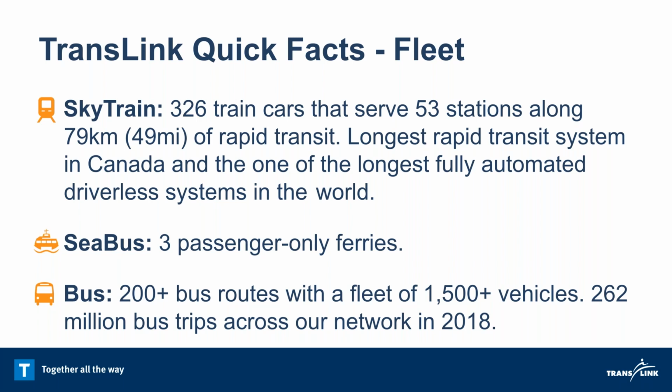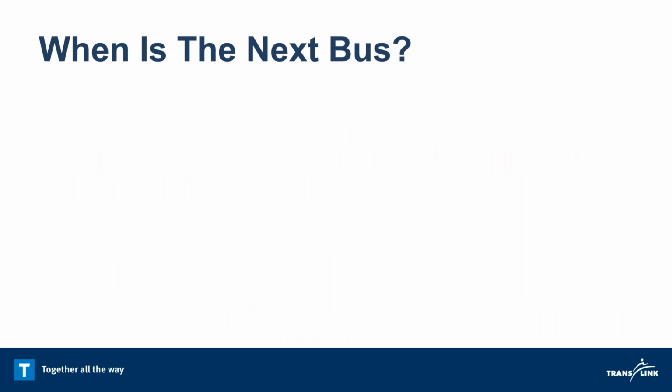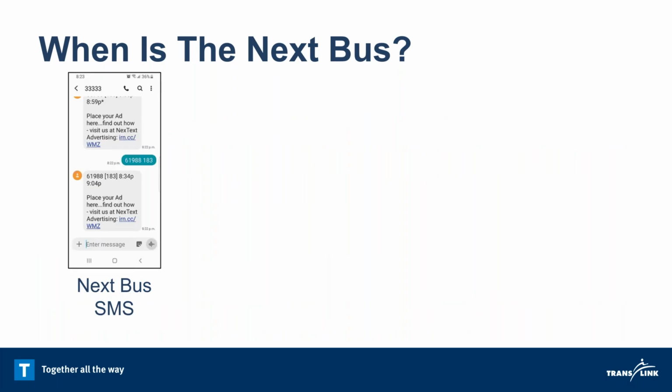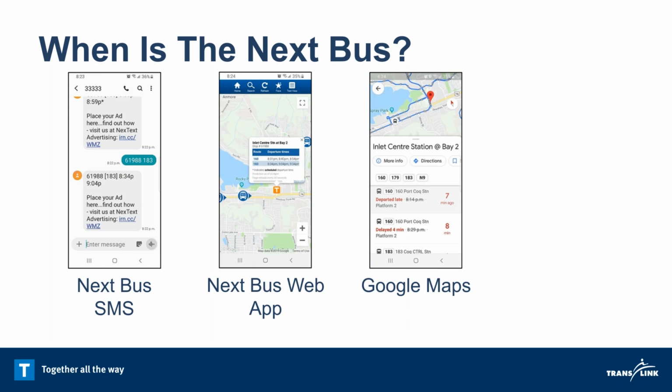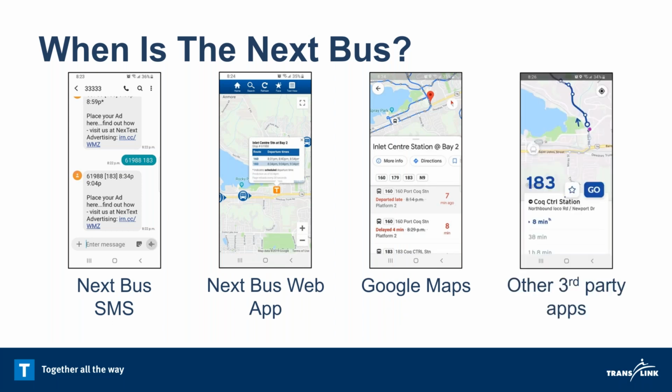Now, with that many trips, a lot of our customers want to know when the next bus is leaving their stop. So how do we convey that information to the customer? So TransLink has several ways to let the customer know when the next bus is leaving their stop. We have a NextBus SMS service where the customer can text their bus stop number to us and then they get the predicted time back. They can go directly to TransLink's website and use our NextBus web app. They can use Google Maps, and they can use other third-party applications such as Transit App or Radar.